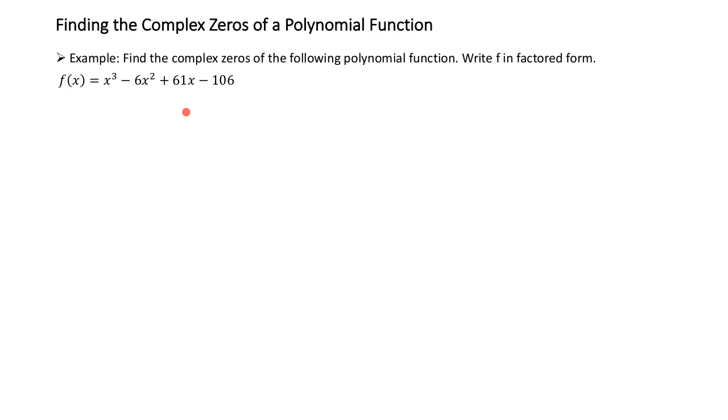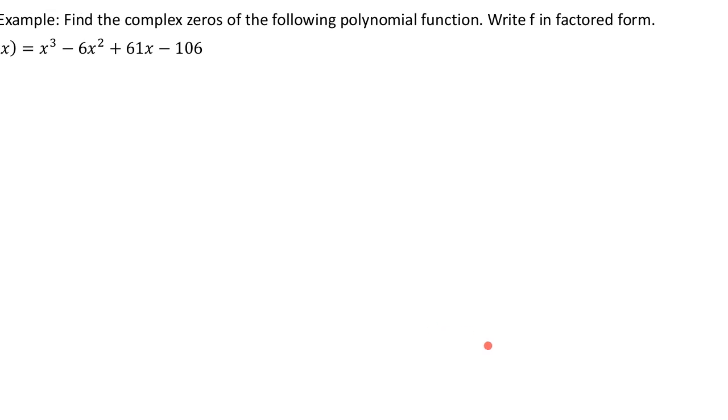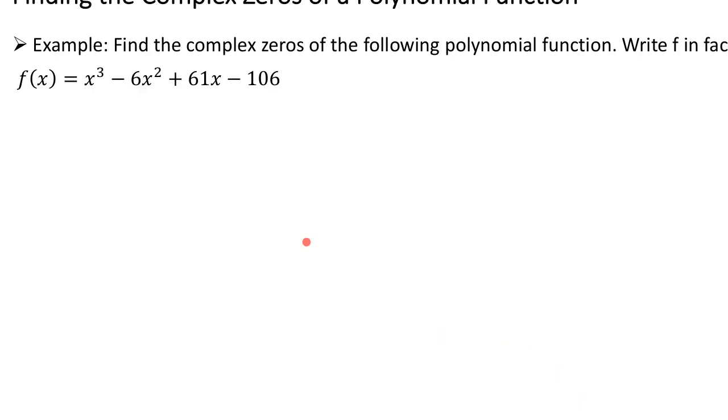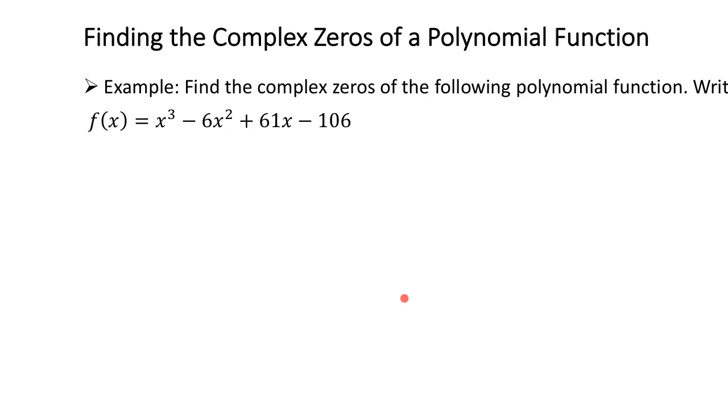First, we can identify the maximum number of complex zeros for this function by noting that its degree is 3. So the degree of this polynomial is 3, and that lets us know that there are at most 3 distinct complex zeros. Now, to begin, we have integer coefficients for each of our terms, so we can then apply the rational zeros theorem.